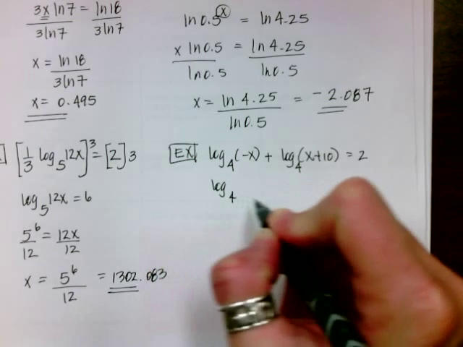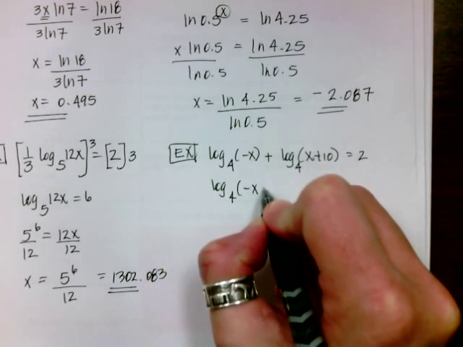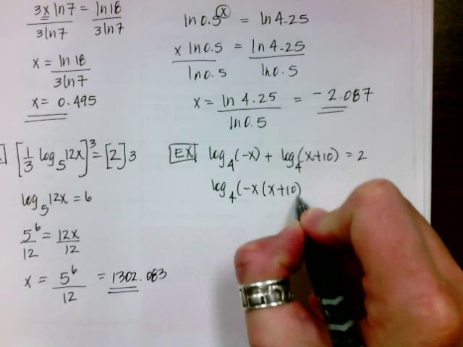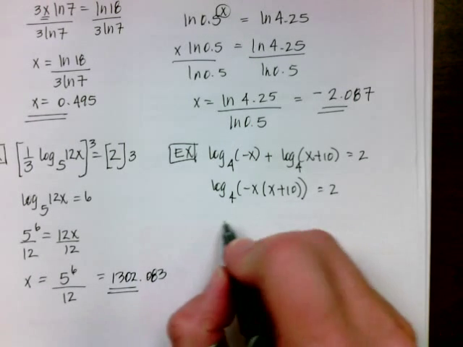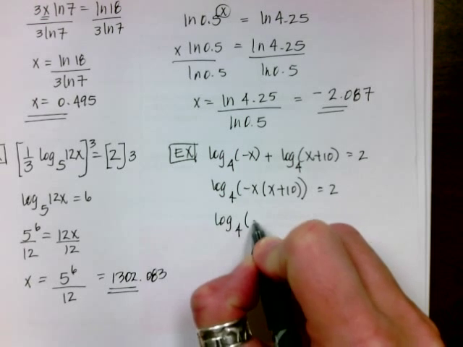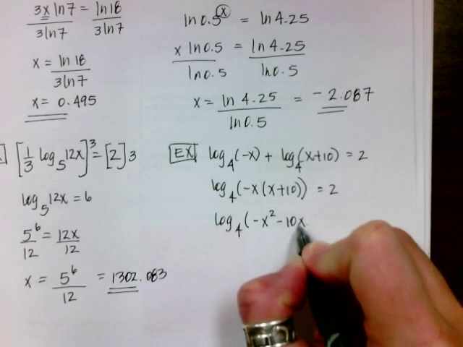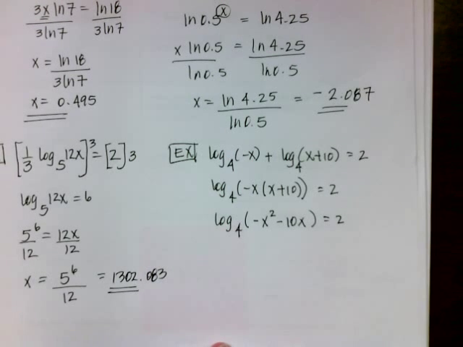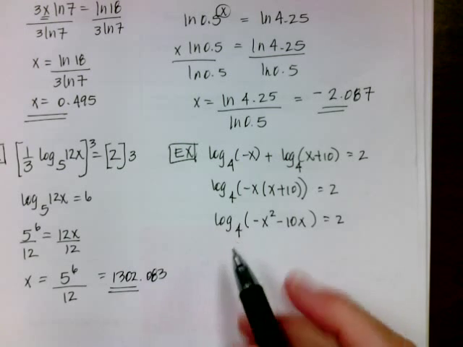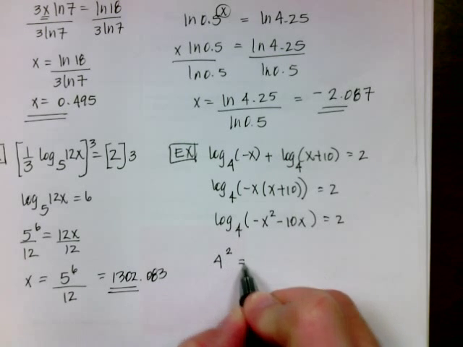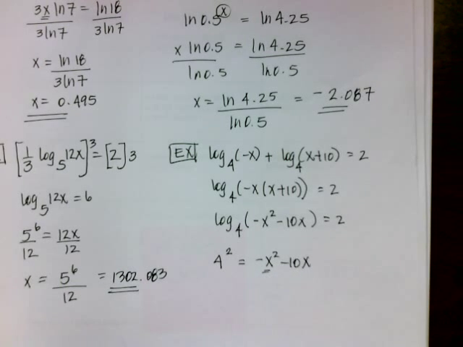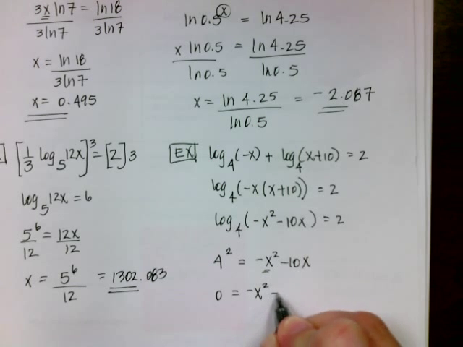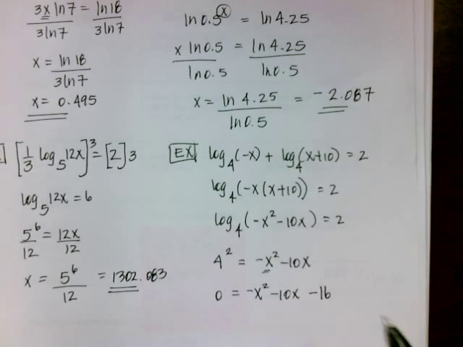So it's going to be the log base 4 of negative x times x plus 10 is equal to 2. And then I'll just simplify this in here, or you can simplify it later, it doesn't matter. So this is going to be the log base 4 of negative x squared minus 10x is equal to 2. Now I'm at the point where I can go back to exponent form, so I would say 4 to the second is equal to the negative x squared minus 10x. The goal is to solve for x, so I'm going to move this to the other side. So I'm going to get 0 is equal to negative x squared minus 10x minus 16.